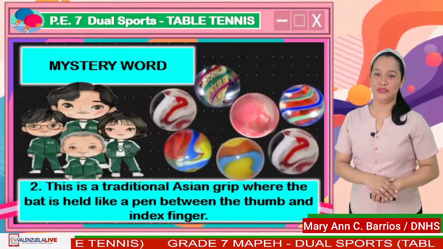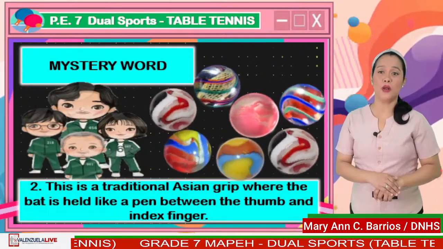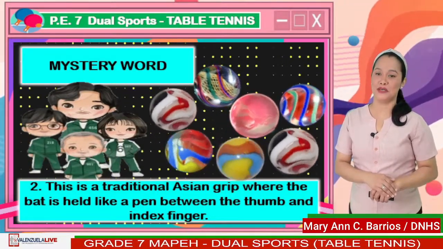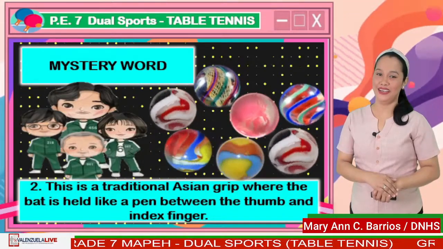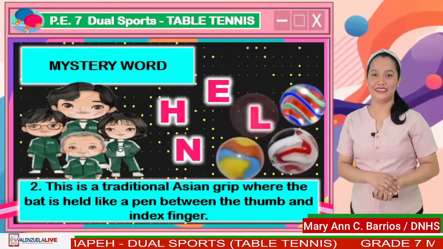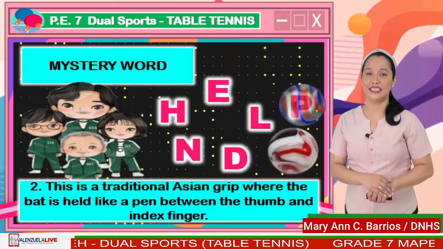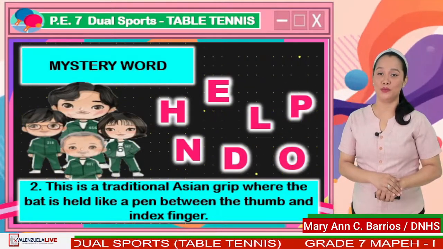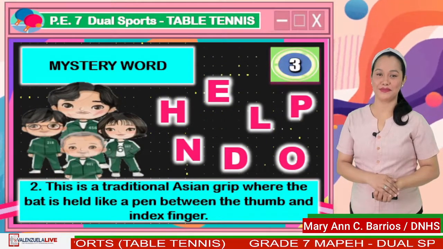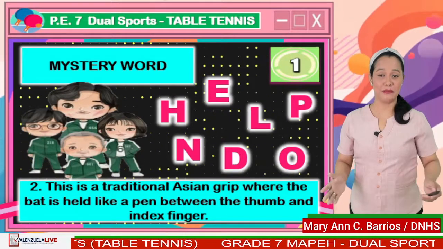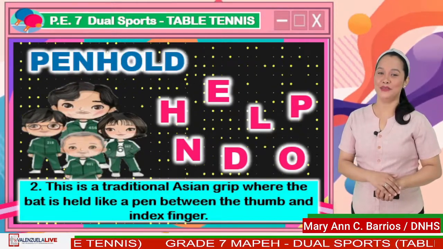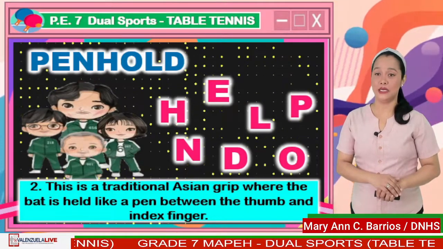Number two. This is a traditional Asian grip where the bat or paddle is held like a pen between the thumb and the index finger. Let's reveal the letters behind those marbles. E, H, N, L, D, T, O. Timer starts now. Time is up. You're right. The answer is penhold. Good work.